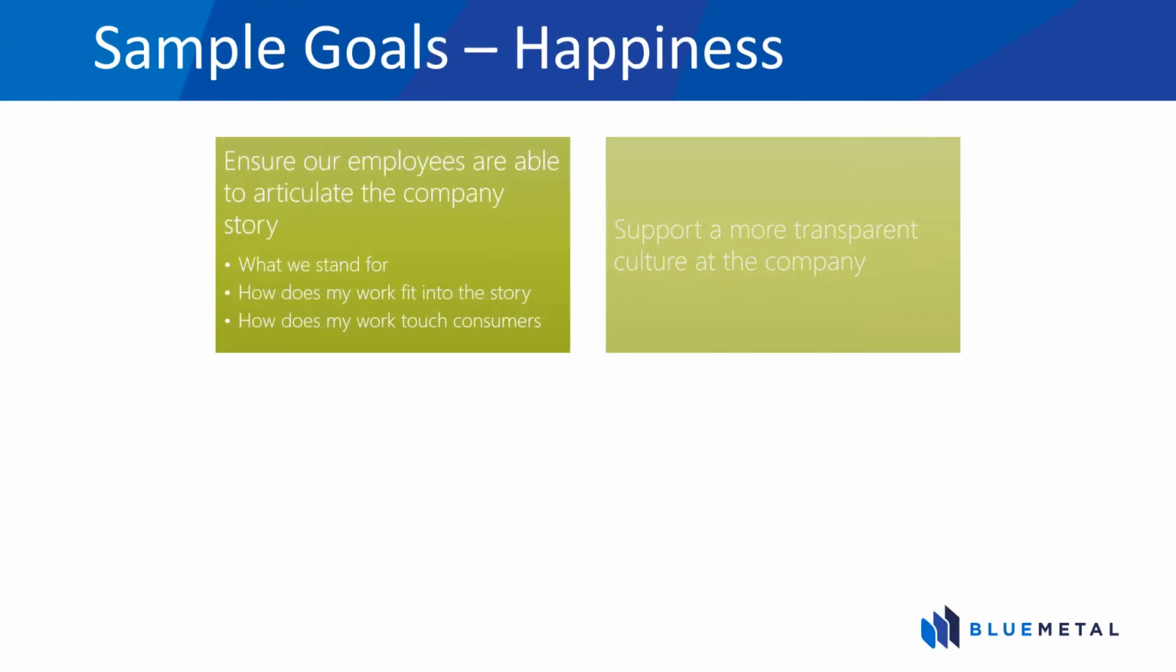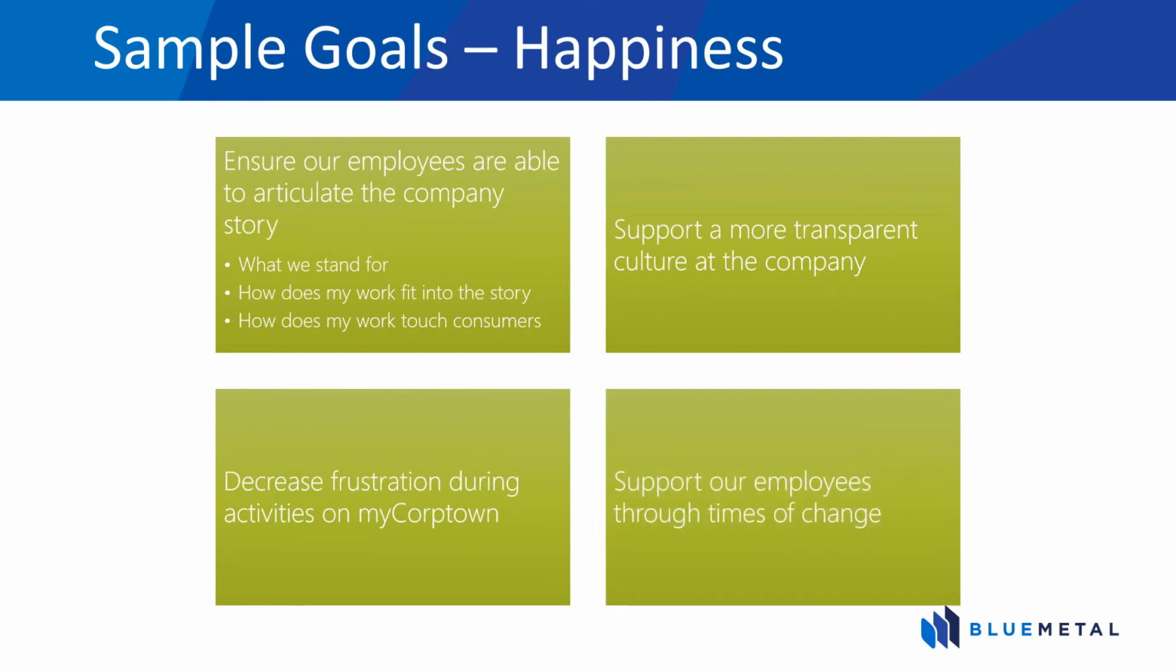Our final category was happiness, and here are some examples here. Happiness is more of that touchy-feely, how a user feels about using the website, which is very hard to measure. But the goals here, the first one, ensuring the employees are able to articulate the company's story. This is important to the company with employee retention and the way that employees of the company talk to other people in the company and outside the company. What does the company stand for?